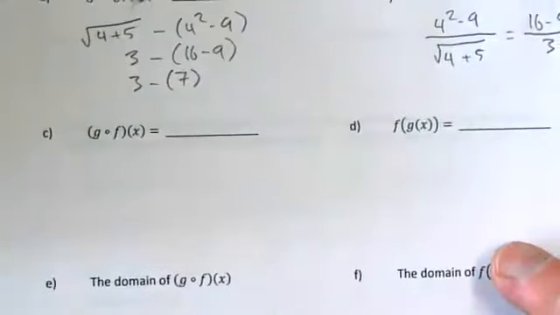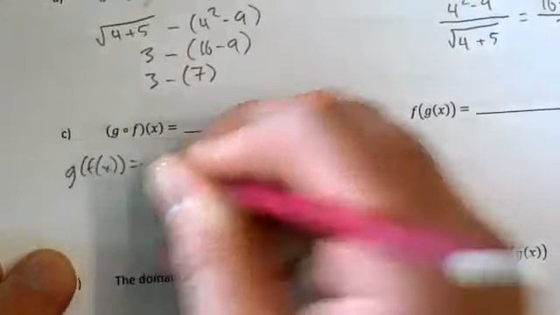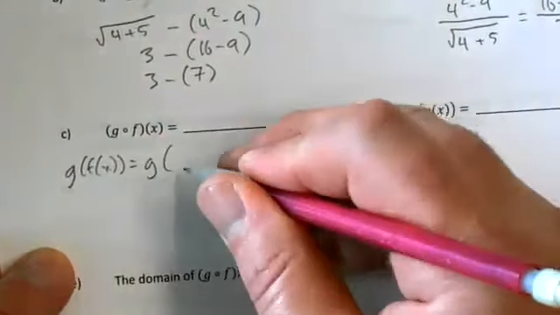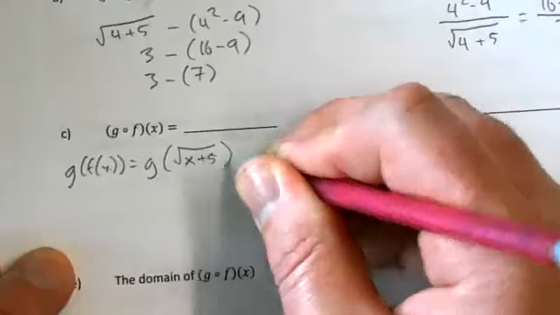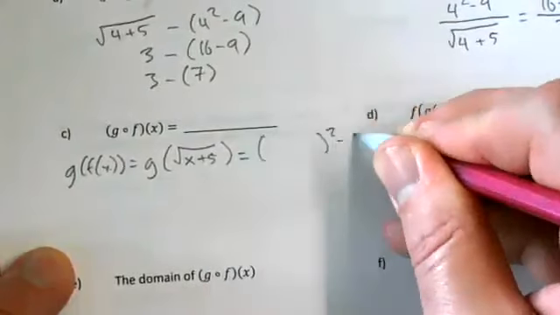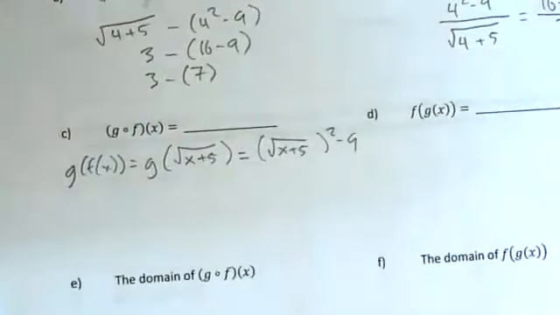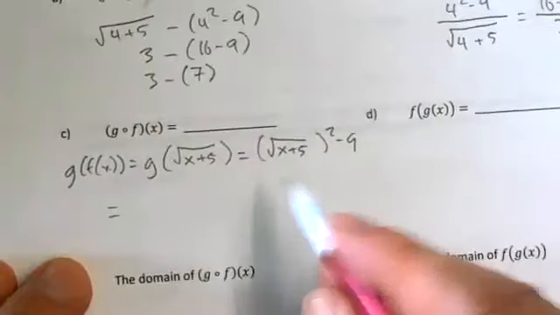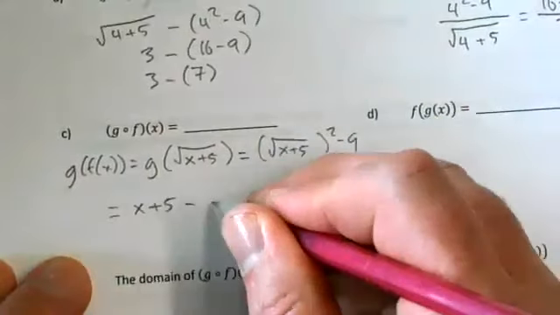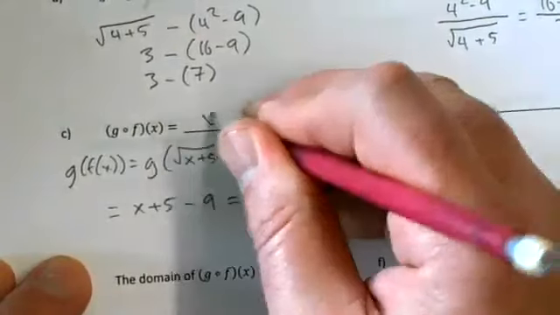All right, they want us to do g of f of x. So that's g of f of x, which is g of, what is f? Square root of x plus 5. And then my g function is x squared minus 9. Plug square root of x plus 5 in there. The square root and the square are going to cancel, so we'll get x plus 5 minus 9, which is x minus 4.